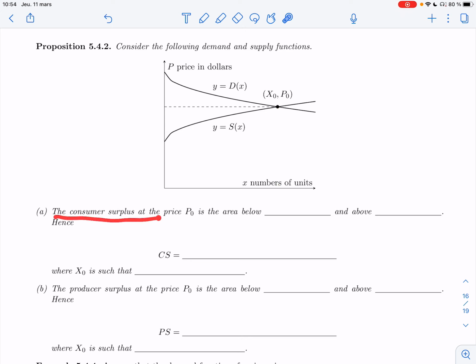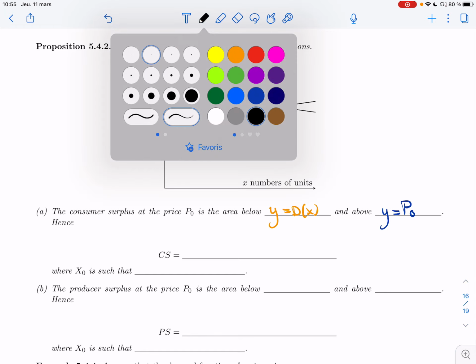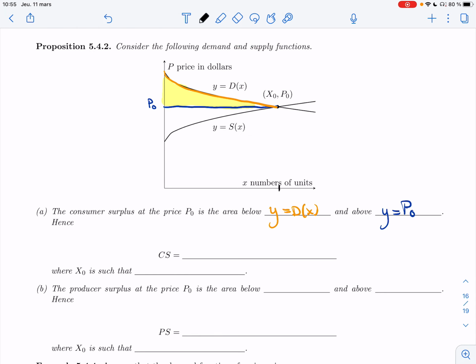The consumer surplus at the price P0 is the area, well, it's going to be this area we said. All right, so let's put it all. This is P0. So it's going to be the area above y equals P0 and below y equals d of x. So this area here, this is x0. And so we know how to compute these areas now.